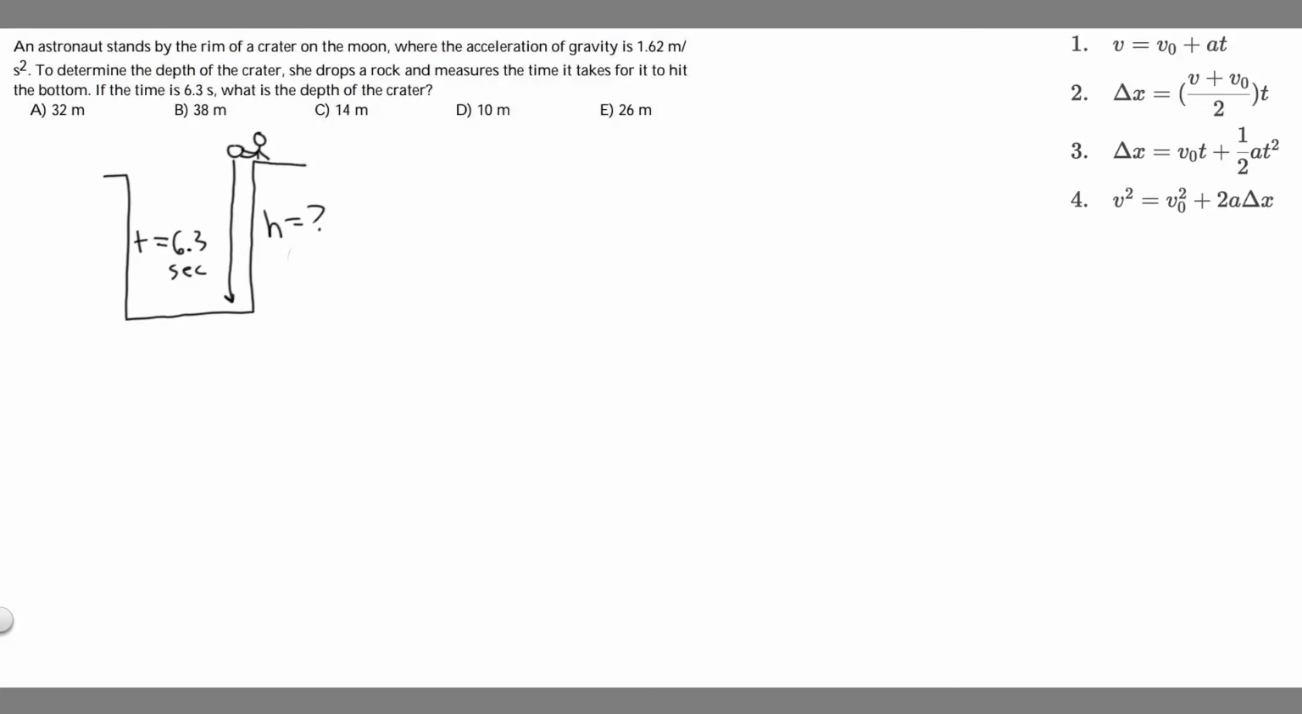In this problem, we're told an astronaut stands by the rim of a crater on the moon, where acceleration of gravity is 1.62 meters per second squared. To determine the depth of the crater, she drops a rock and measures the time it takes for it to hit the bottom. If the time is 6.3 seconds, what is the depth of the crater?